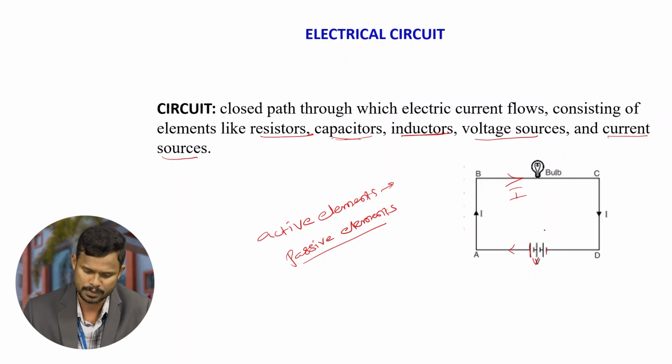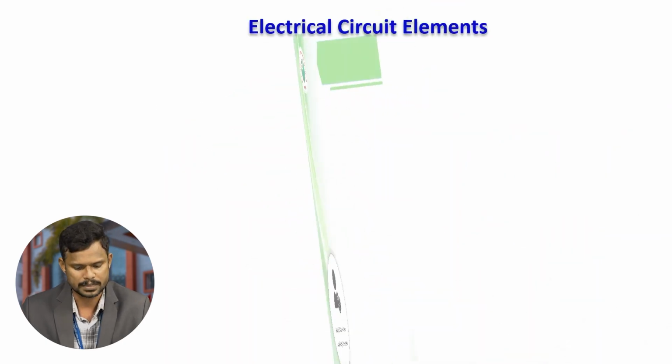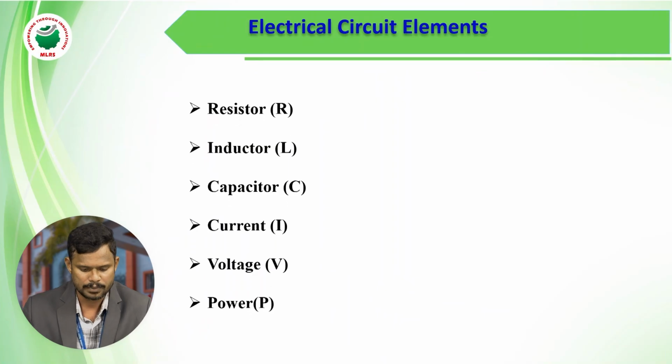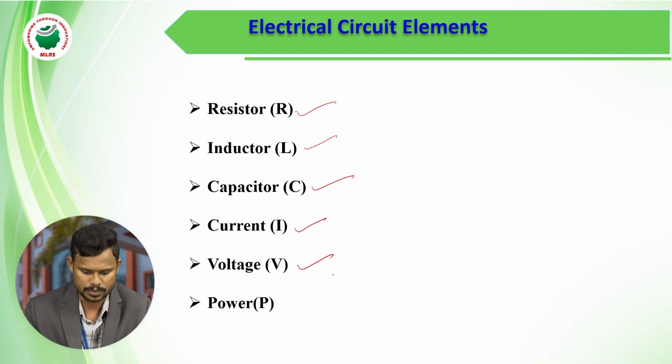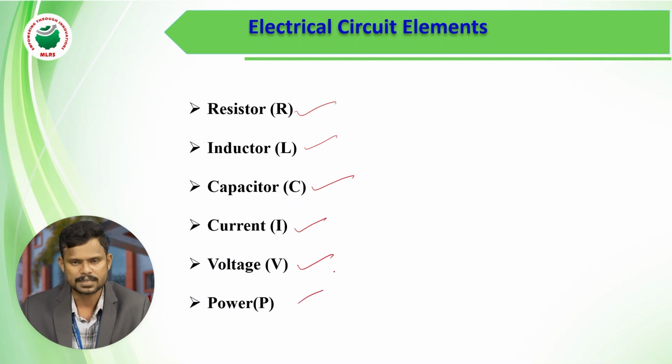A circuit is a combination of active and passive elements, and it should be a closed path. Now, electrical circuit elements. The circuit elements are resistor, inductor, capacitor, current source, voltage source and power. First we discuss the resistor.